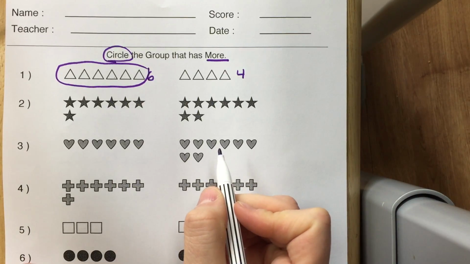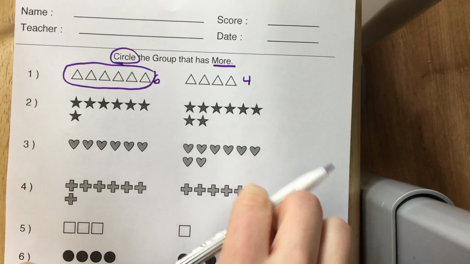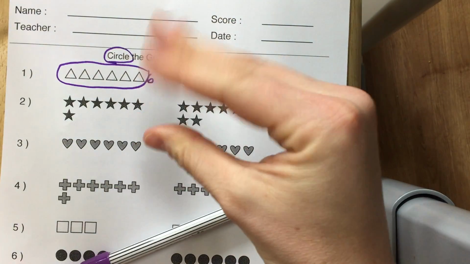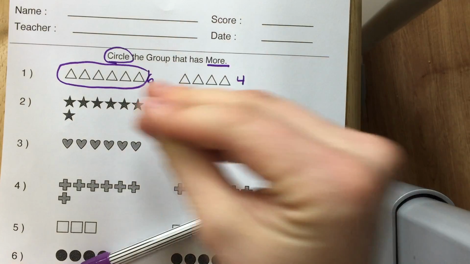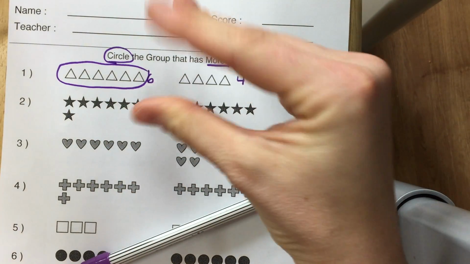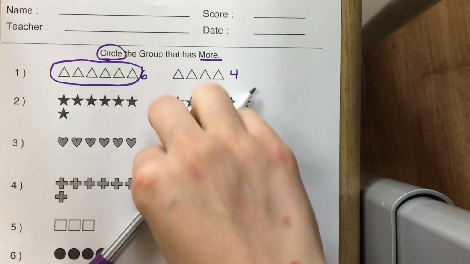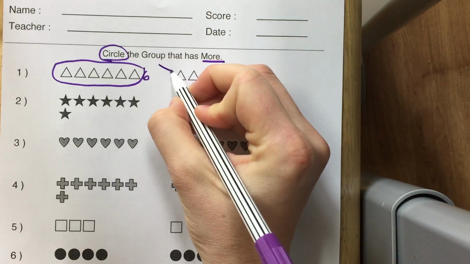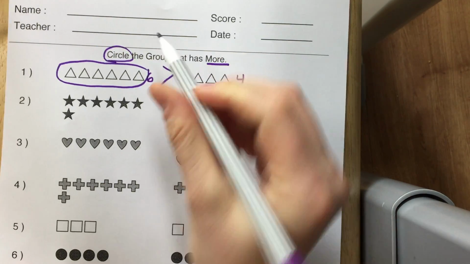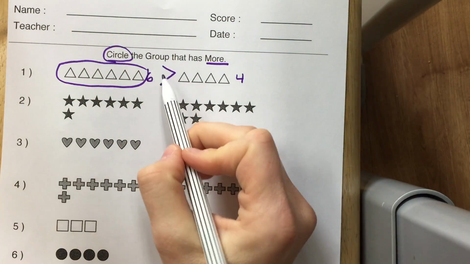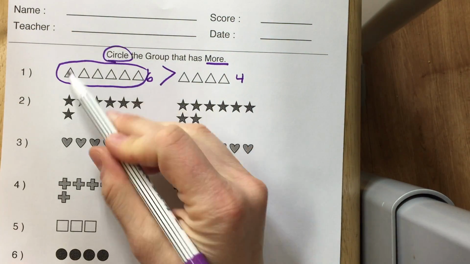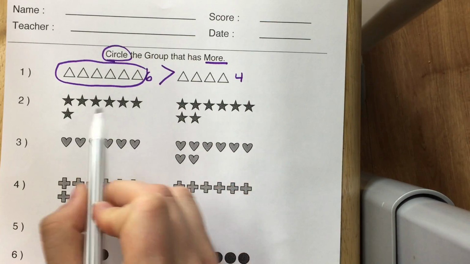Now, we're going to use a little symbol to show which one has more. I want you to pretend that your hand is like an alligator mouth. It wants to eat the bigger meal. So which one is it going to eat? It's going to eat the bigger one. This is how we write the greater than sign. It's going to eat this one. The alligator wants to eat the bigger amount, so he would eat this one. This one has more.